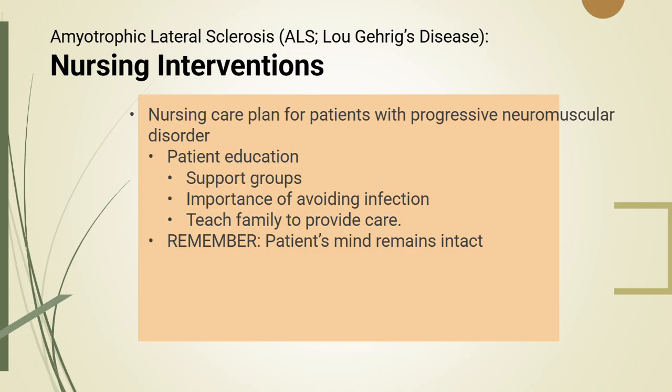Involving the family in care early helps them gain confidence in providing assistance with mobility, communication devices, feeding, positioning, and respiratory support as the disease progresses. Preventing infections is also a key priority because respiratory infections are the leading cause of death in ALS. We remind patients to avoid exposure to individuals who are ill, practice excellent hand hygiene, maintain up-to-date vaccinations, and monitor early signs of infection. As muscle weakness progresses, assistive devices, positioning techniques, and range of motion exercises can help prevent complications such as contractures, pressure injuries, and aspiration.